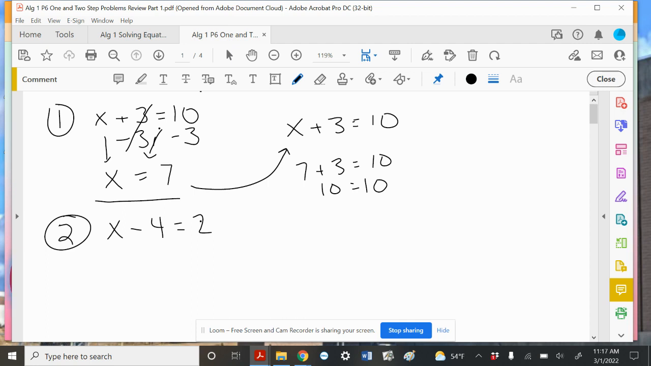On the next problem, we want to again isolate the x variable. And to do that, I have to do, again, the opposite. So I'm going to add 4 to both sides. So when I add 4 to both sides of the equation, I get x. These two cancel, equals, and then 2 plus 4 is 6. So x equals 6.